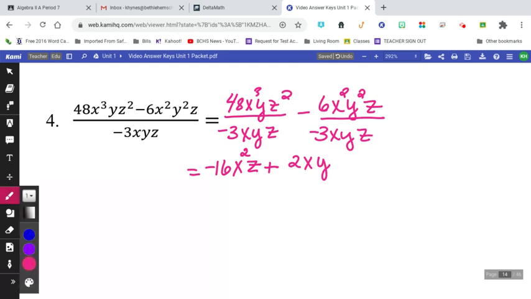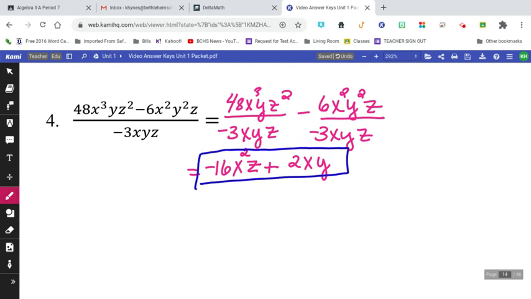So my final answer, negative 16x squared z plus 2xy. Remember, these are not like terms. You cannot add an x squared z with an xy. So that would be your final answer. So at this point, you should open the homework assignment for the lesson 4 practice problems.